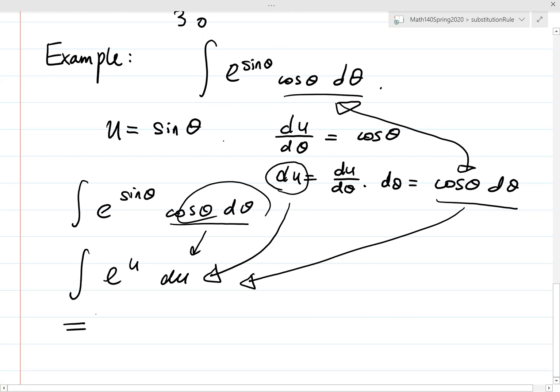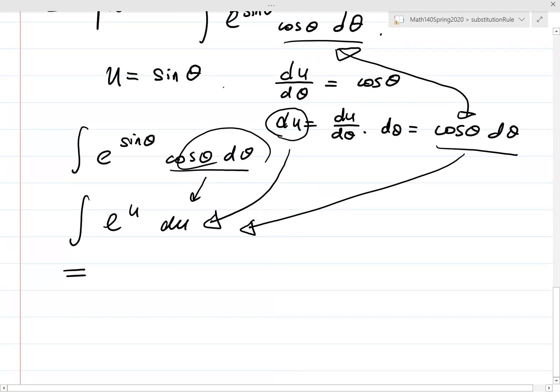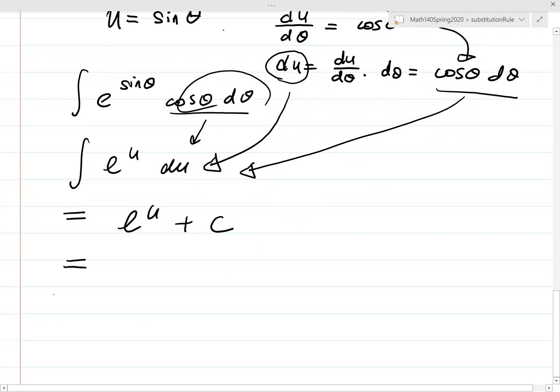Well, that's in the entry table, so we just check the entry table. It's e to the u itself plus constant c. Last step, return to the variable theta. So e to the sine theta plus constant c.